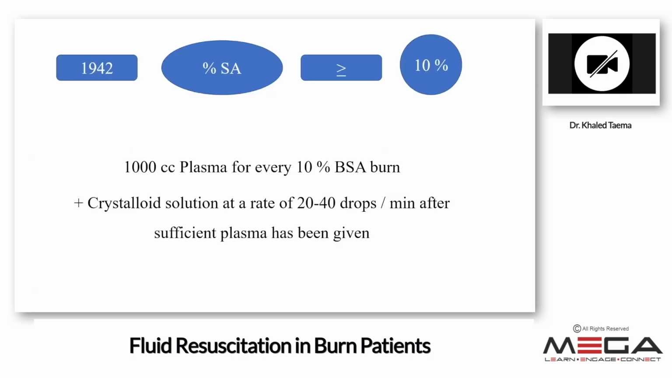In 1942, during World War II, this was the first protocol applied for fluid resuscitation in burn patients. The hypothesis was that the main fluid loss occurs from the raw area of the burned skin. Accordingly, the fluid, whose nature was similar to plasma, was given based on the burn surface area, using mainly plasma, 1 liter for every 10% of burn surface area.